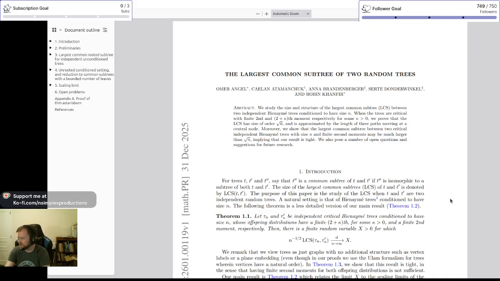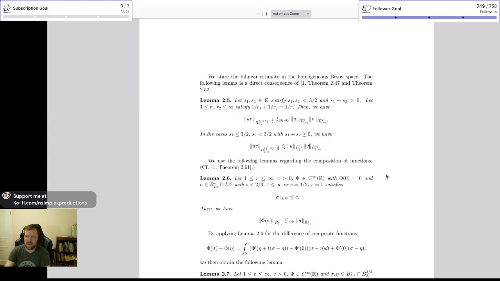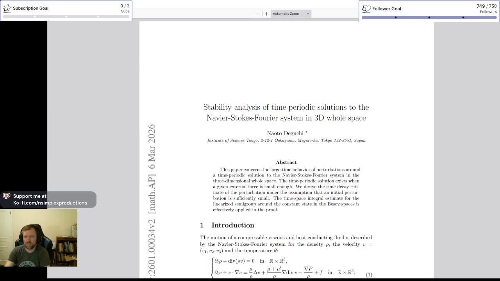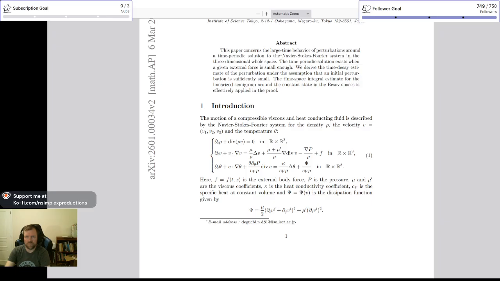Short time estimates of solutions under certain conditions. The main theorem, right? Large time behavior of perturbations around time periodic solutions to Navier-Stokes-Fourier systems in three-dimensional whole space. A time periodic solution exists when a given external force is small enough. We derive a time decay estimate of the perturbation under the assumption that the initial perturbation is sufficiently small. A time-space integral estimate for the linearized semigroup around a constant state in Besov spaces is efficiently applied in the proof.